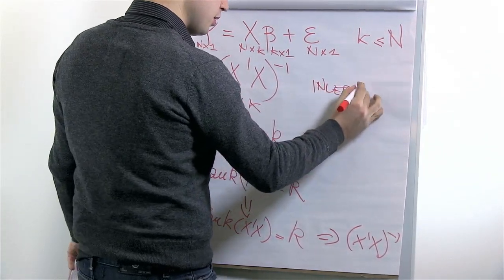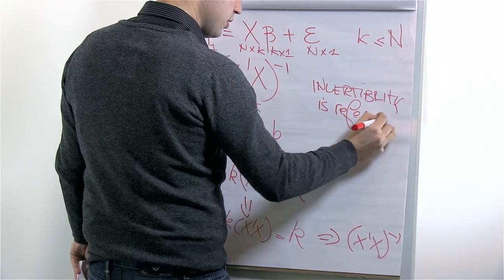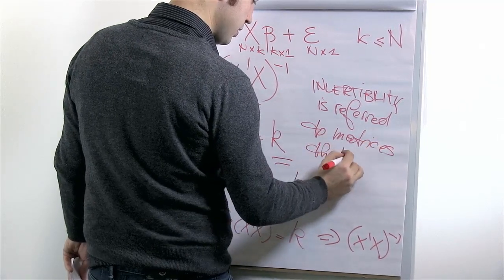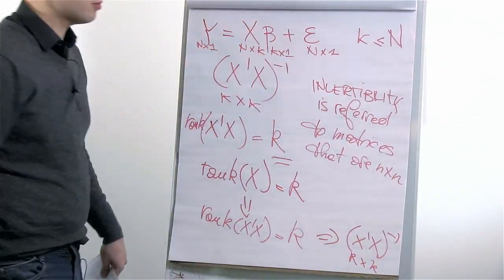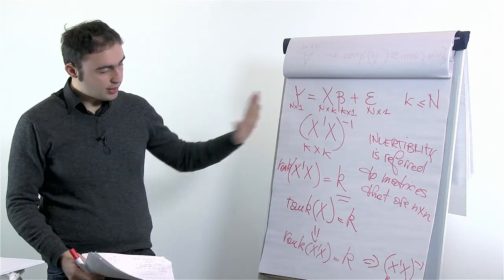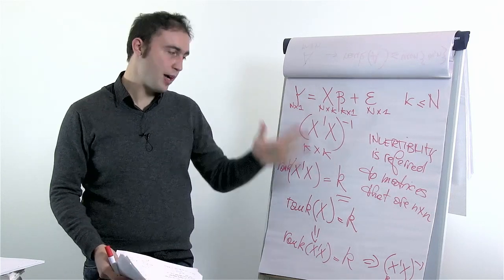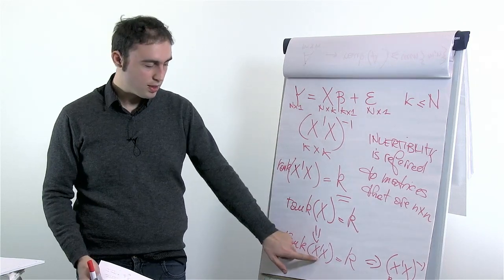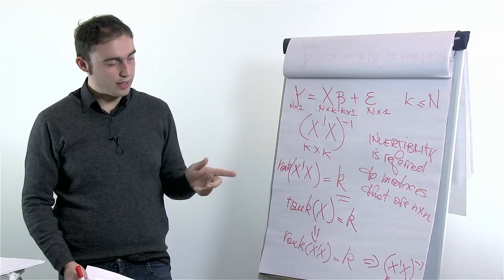I want to recall that invertibility refers to square matrices. In this case it is k by k, square matrices. And there is a link between invertibility, the inverse of a square matrix, and the rank. You need to remember that the matrix has to be full rank, in the sense that if the matrix is n by n, then the rank of the matrix is n.